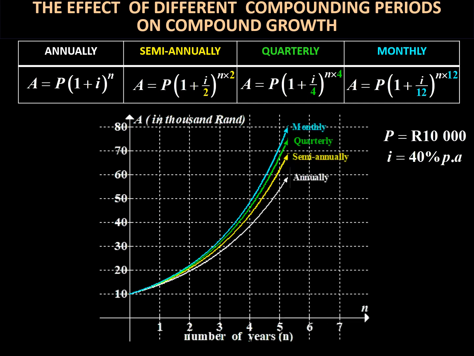As we can see here, for annually, that's the value after 5 years. Then semi-annually, that's the value that we get. Quarterly, the value is more, and monthly, it's even more. So if the number of compounding periods per year increases, you can see the value also increases.